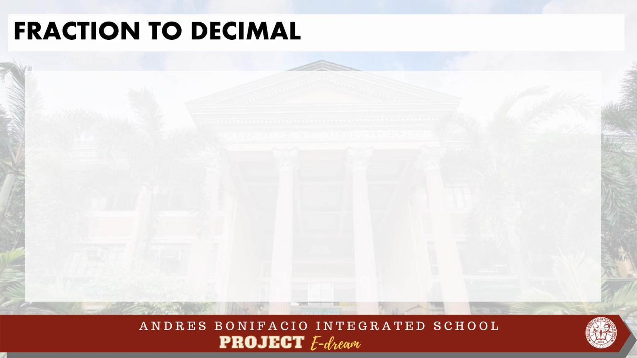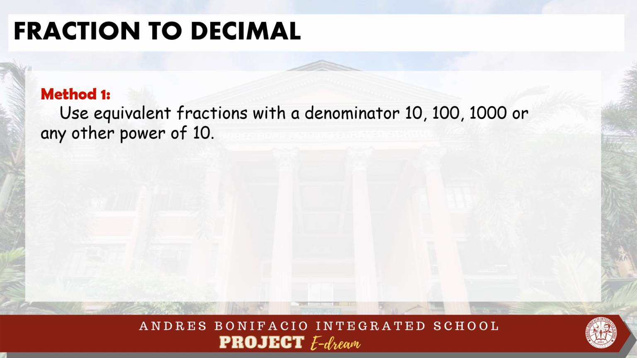So in converting fraction to decimal, we have two methods na po pwedeng gamitin. The first one is by using equivalent fractions with the denominator 10, 100, 1,000, or any other power of 10. So, dito sa method na to, yung given fraction natin ay i-convert natin siya into equivalent fractions, pero dapat yung kanyang denominator is a power of 10. So, in using this method, meron tayong step na susundin.